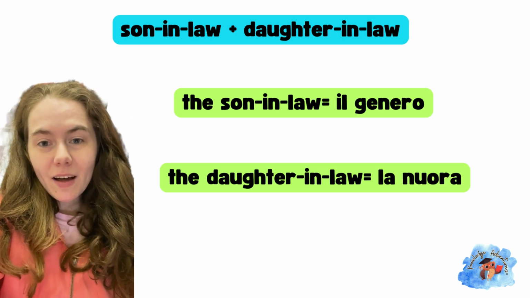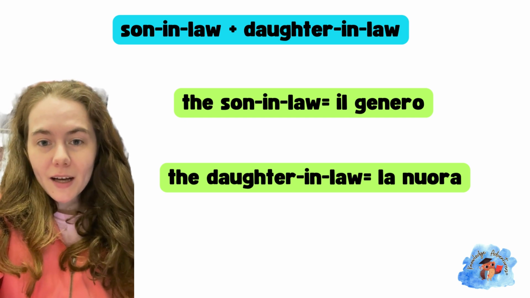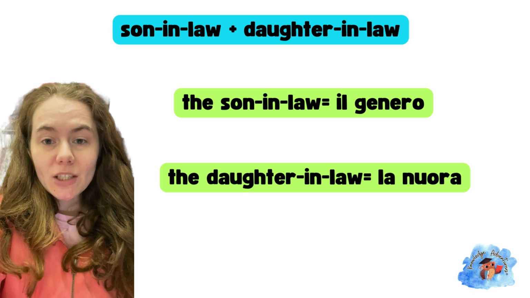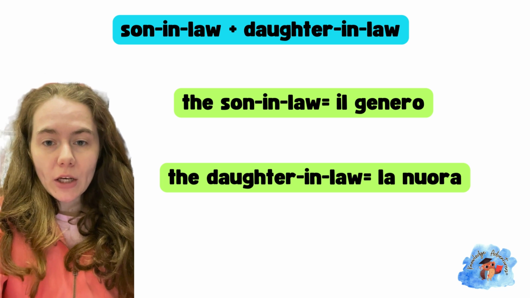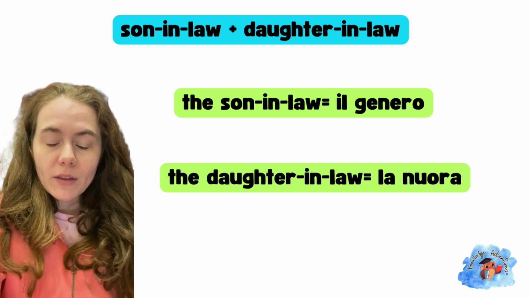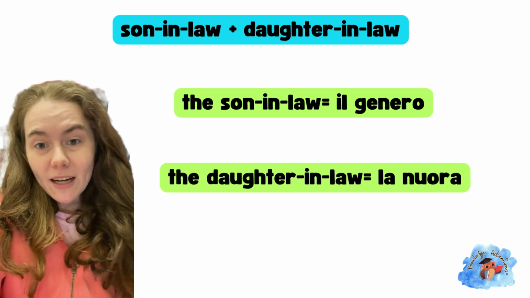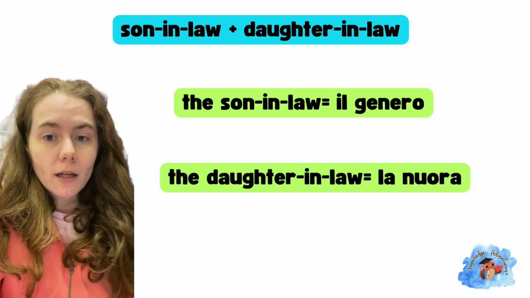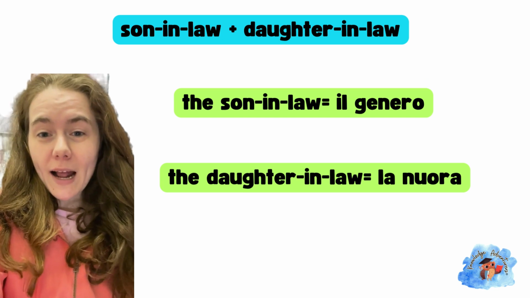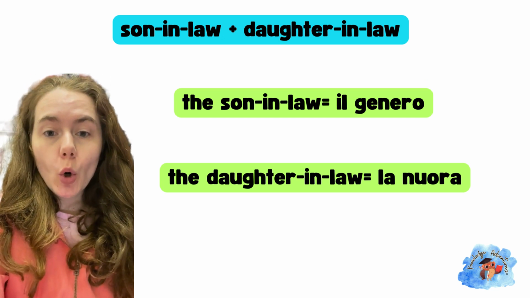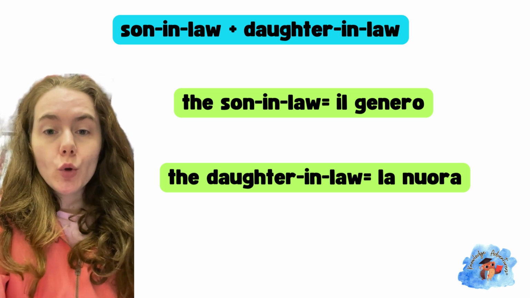How to say son-in-law and daughter-in-law. Son-in-law is going to be il genero. Really sounds like generation. Il genero. And then we have the daughter-in-law, and that nearly actually sounds like a girl's name. It nearly sounds like Nora. This is la nuora. You get an extra vowel added in there compared to Nora. Nuora, because we have a letter U. Nuora.